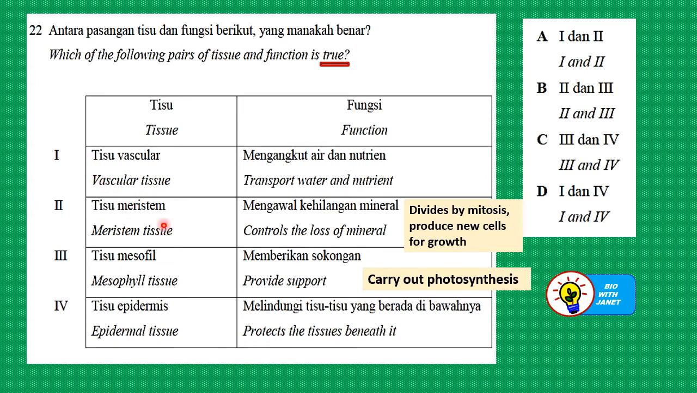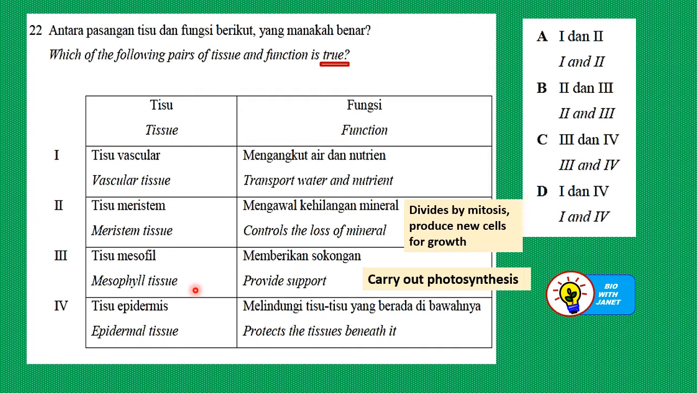Number 2, meristem tissue controls the loss of minerals. This is not correct. The meristem tissue divides by mitosis and helps to produce new cells through cell division by mitosis. So number 2 is out.